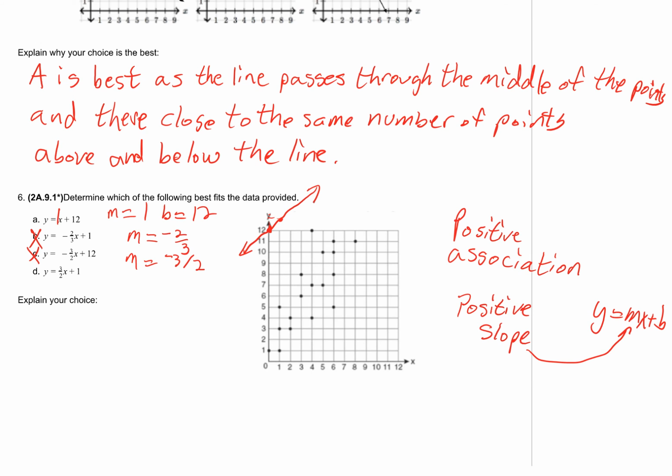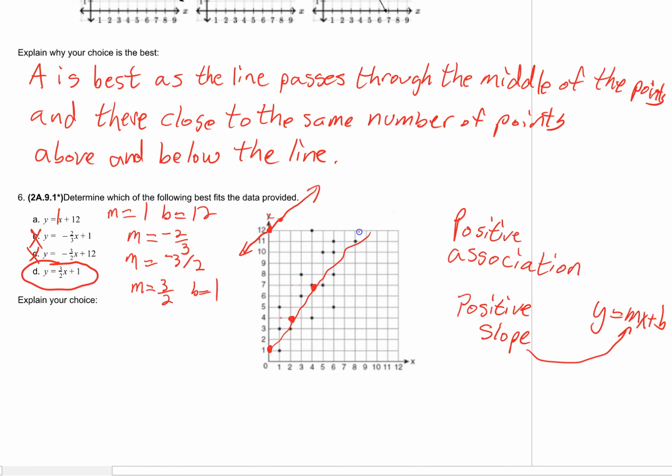By way of comparison, take a look at D. D is going to be our answer. Your m is going to be 3/2, and your b, your y-intercept, would be 1. If you went up 3, 1, 2, 3 up, and 2 to the right, you'd come over here. We could keep doing that, 1, 2, 3 up, 2 to the right, and all of a sudden you'd see a line that looks something like this. This is for sure the line that is best fitting the data out of those choices.